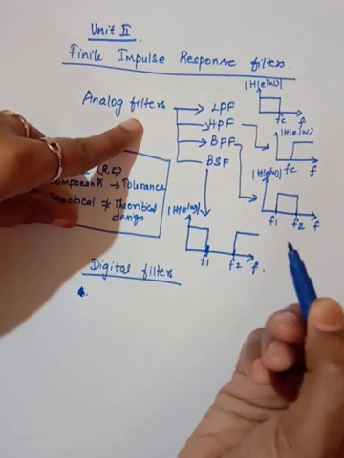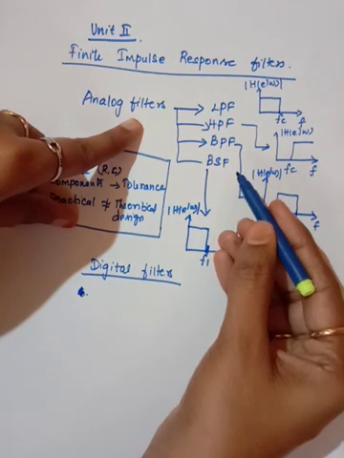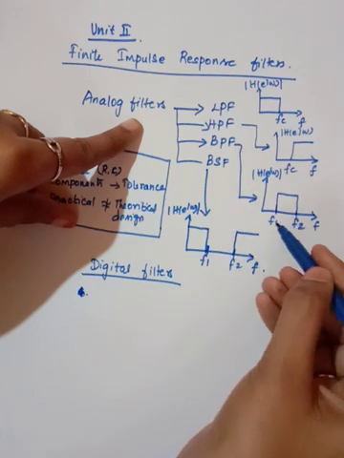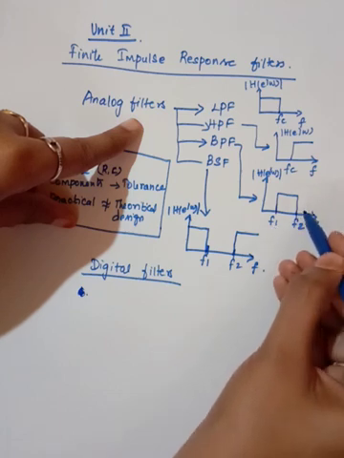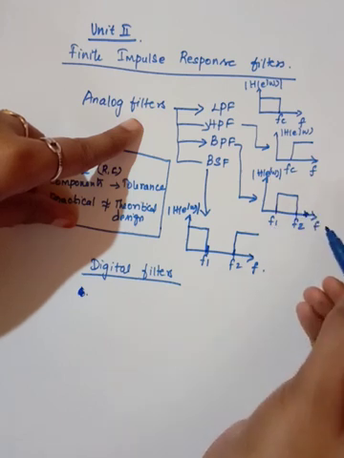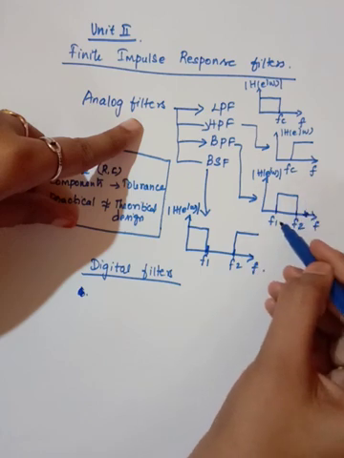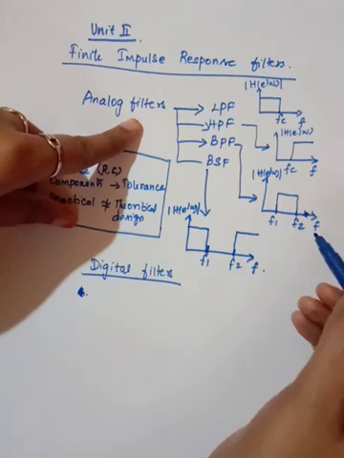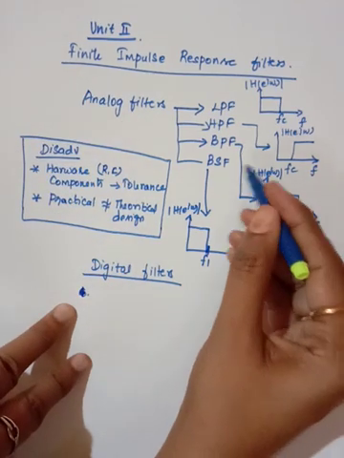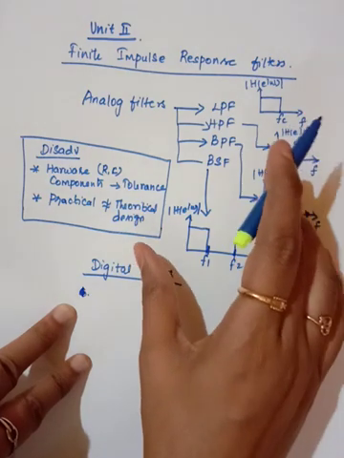So here there are two frequencies: this is my low frequency and this is my high frequency, and some noise is present here. I will design a band pass filter to remove the noise so that it will transmit from one frequency f1 to another frequency f2. Thus we will design analog filters.